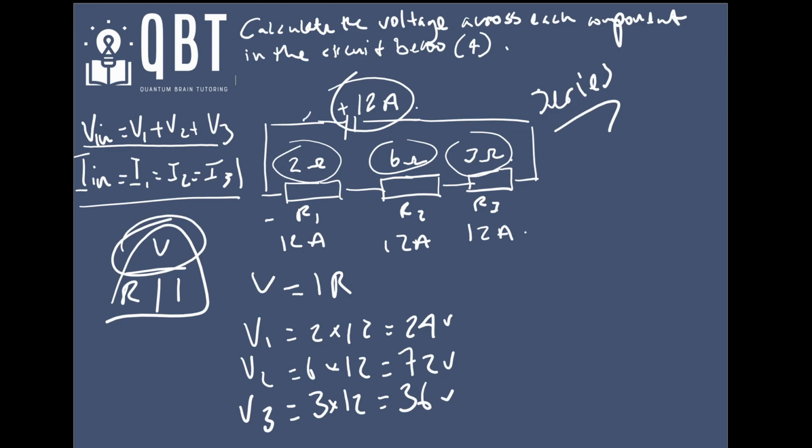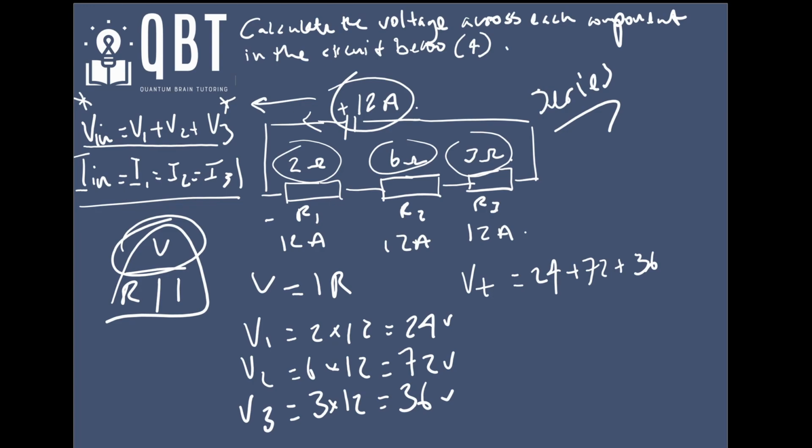But what if the question also wanted us to find the voltage that was coming from the battery? What if it wanted us to find the voltage that was leaving the battery and heading through all the components? We would have to use our V total equation, and we can see that the voltage in is equal to the voltage of each individual component. So we would have to add them together. V total is equal to 24 plus 72 plus 36. This is how we would get our answer.